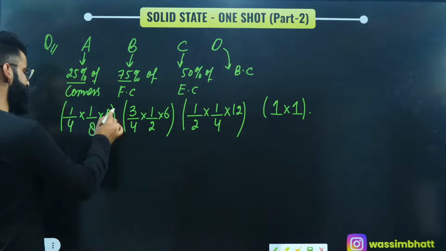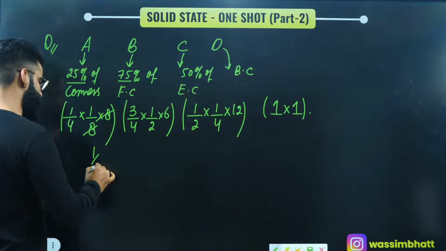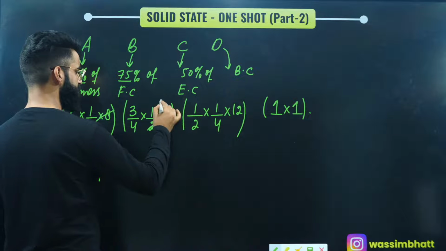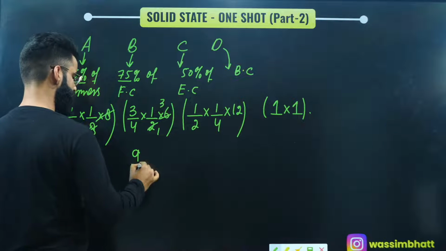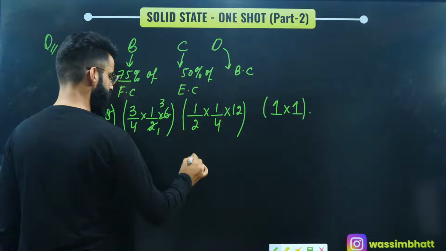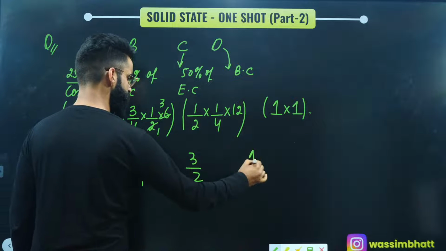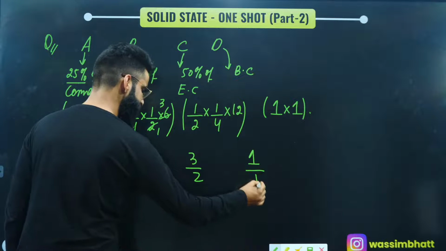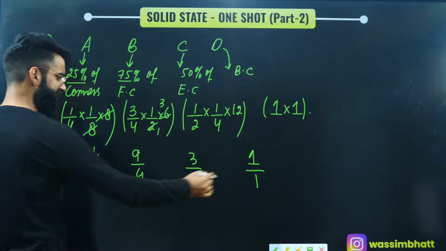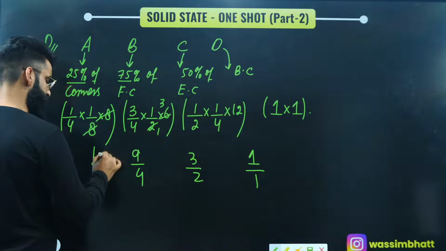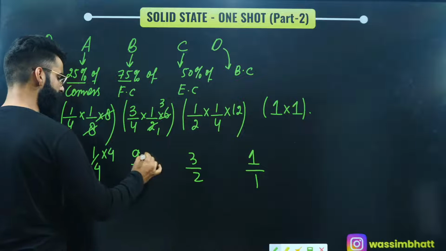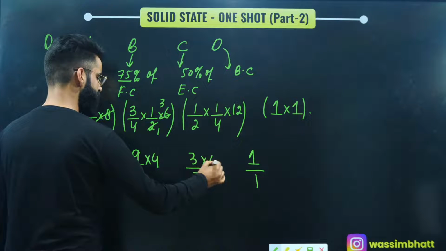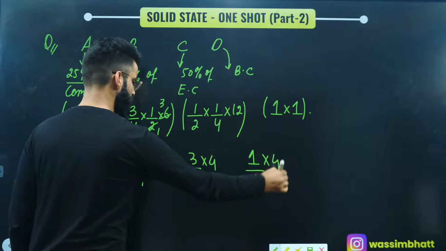Now let's try to solve it. This 8 got cancelled, so it comes out to be 1/4. This is 2 1, this is 2 3, it's going to be 9/4, right? This value is going to be 3 by 2. This value is going to be 1. If I take the LCM of the denominators, LCM comes out to be 4. So I'll be multiplying each term with 4.